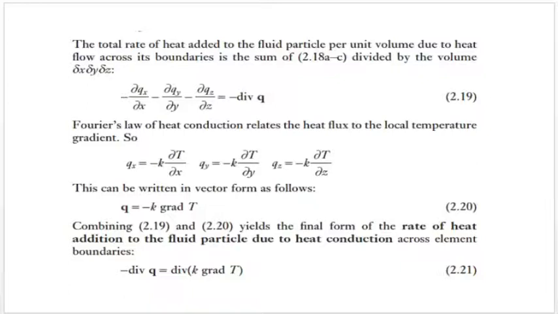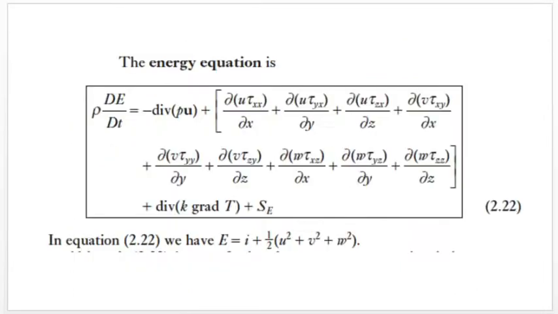Next, you can see equations 2.19 and 2.20. In 2.19 you can see minus divergence of q, right? In 2.20 you can see the value of q, which we found is minus k gradient T. So substitute that q in 2.19. You will get the equation as div q equal to div of k gradient T. This will be your equation 2.21. So this is altogether your energy equation.